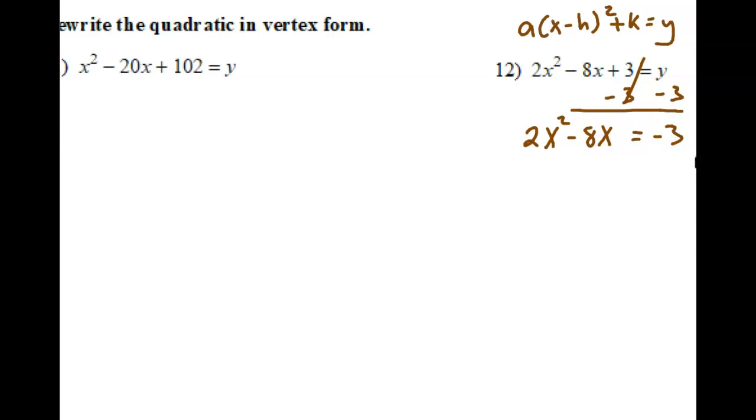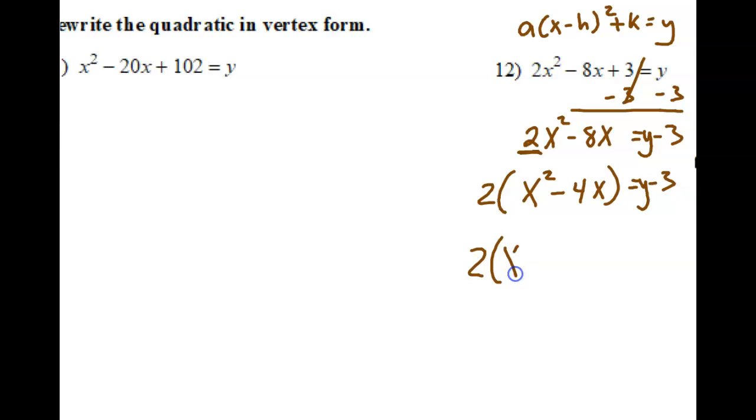The next thing you're going to do is you're going to factor the leading coefficient out. So I'm going to divide a 2 out of both of my terms here. Oh, I forgot my y. Sorry about that. That needs to be in there. Then we need to complete the square. And that's kind of a weird and new step. So let's chat about that for a minute.